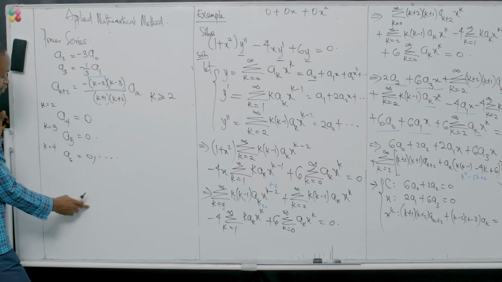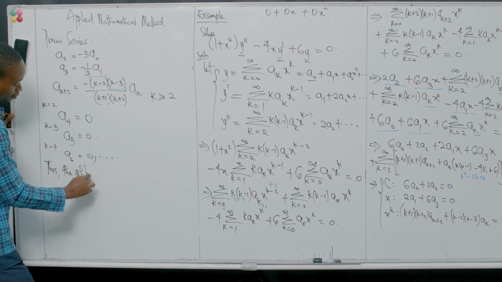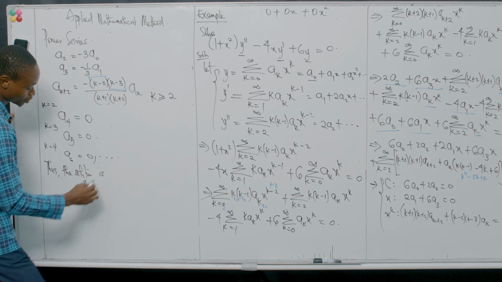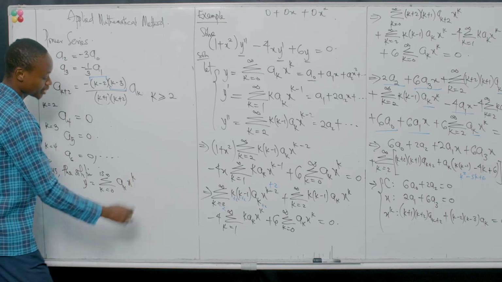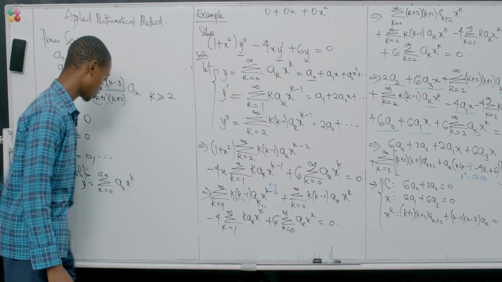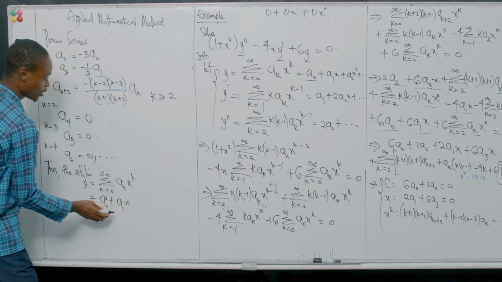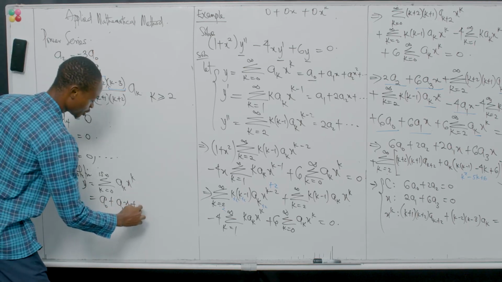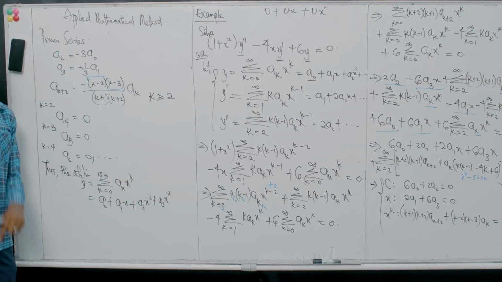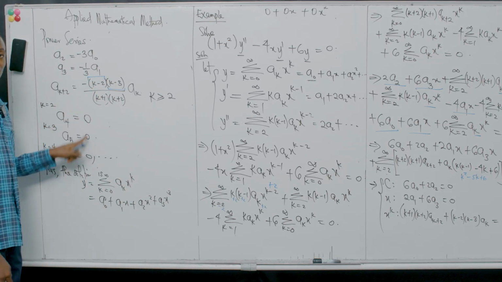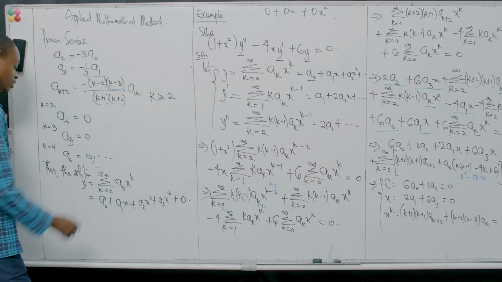Thus, the solution is y is equal to summation k starting from 0 to infinity of akx raised to power k. That is the very first value we started with. This will now be a0 plus a1x, where a0 and a1 are the generators, plus a2x squared plus a3x raised to power 3. And we stop here. Why? Because every other value has become 0.